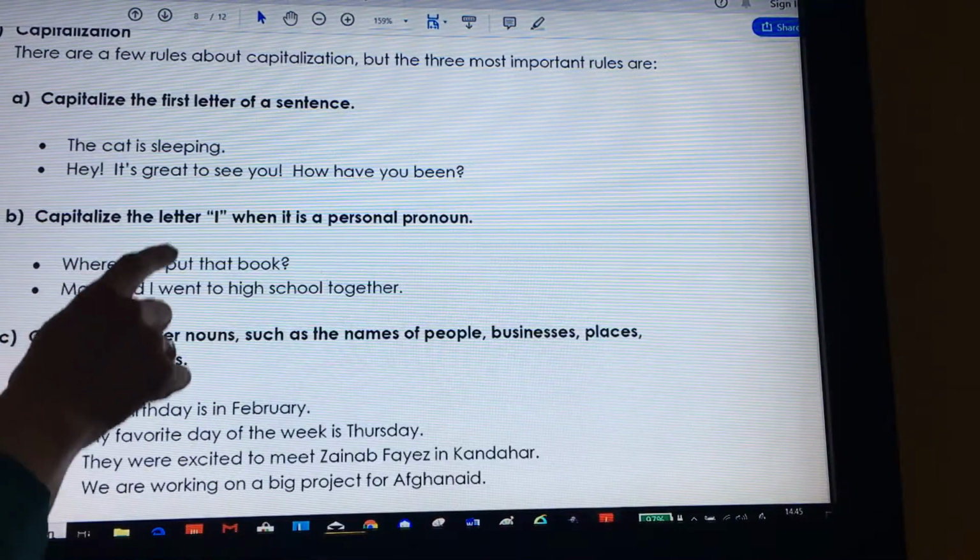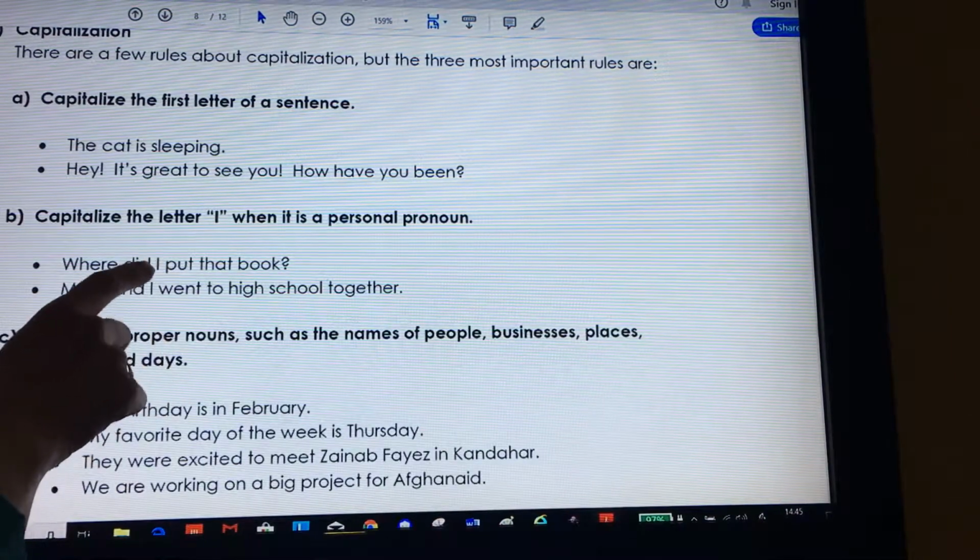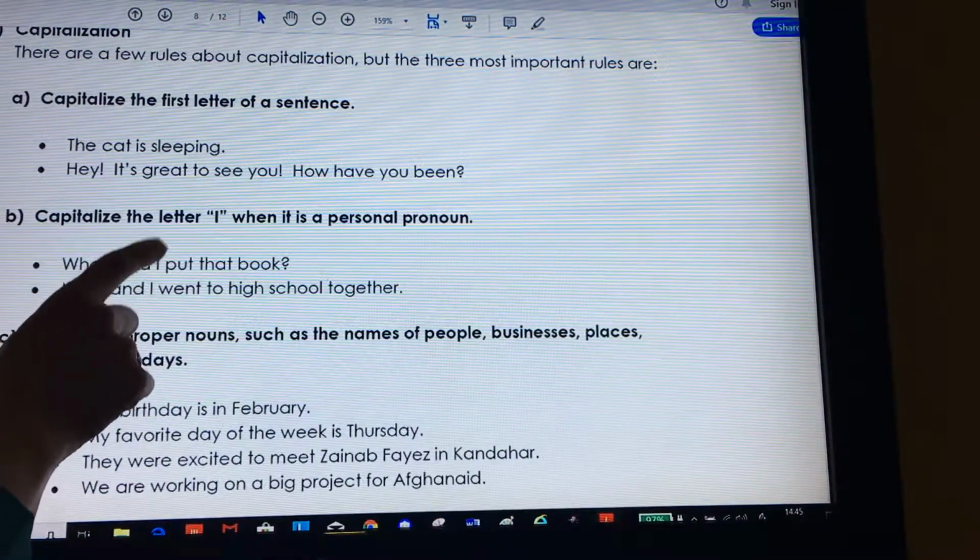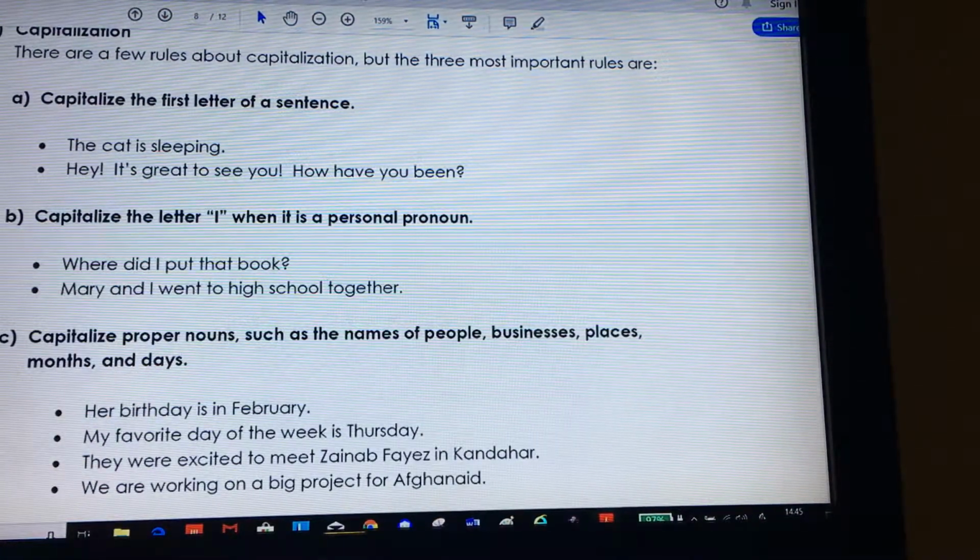Where did I put that book? That "I," even though it's in the middle of the sentence, always, always, always is capitalized.